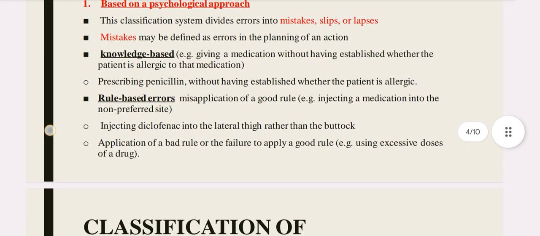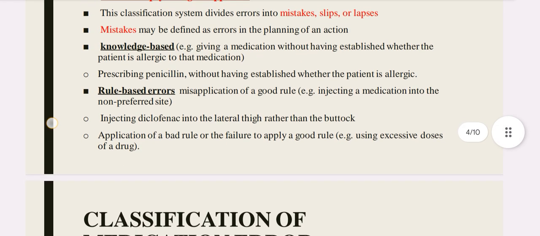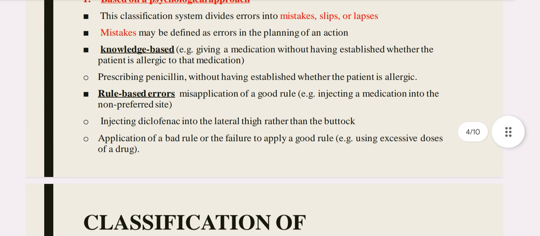Then we have rule-based errors. This is the misapplication of a good rule. For example, injection diclofenac, which should be injected at the lateral thigh rather than the buttock, as it can lead to sciatic nerve damage. Also, the misapplication of a bad rule or a failure to apply a good rule also led to the rule-based errors. For example, excess dose of a drug can cause increase in the side effects or some life-threatening effects like cardiac arrest, anaphylaxis, or organ damage.